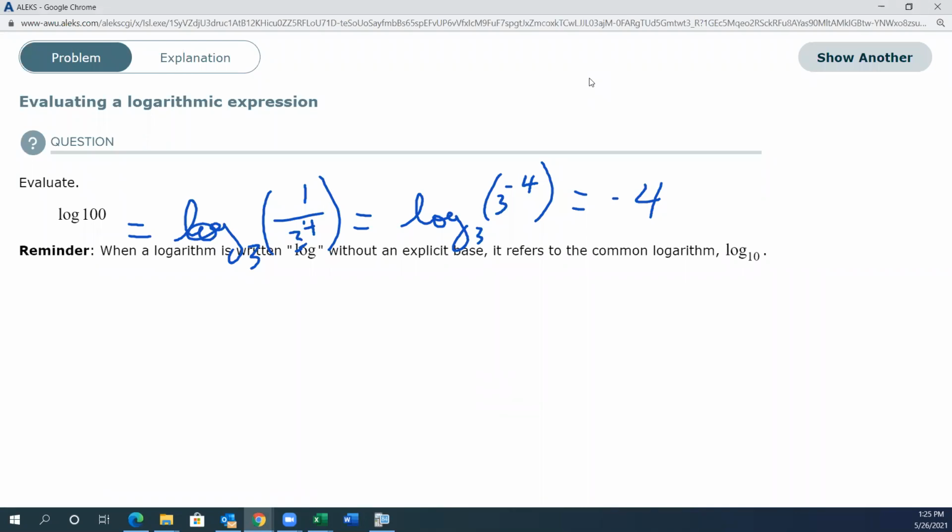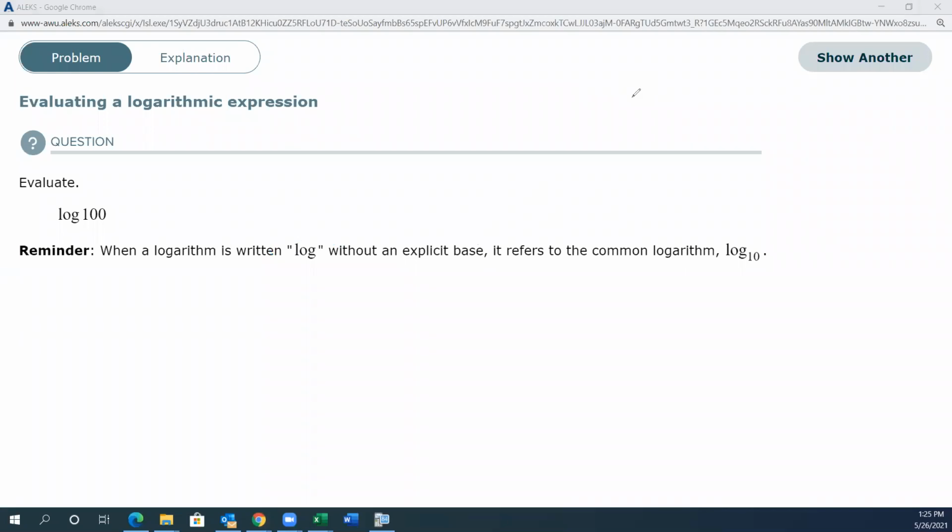All right. Now this time, there's no base of the log. So when you don't see it, it's log base 10. It's kind of like saying 3x. Well, what's the exponent?